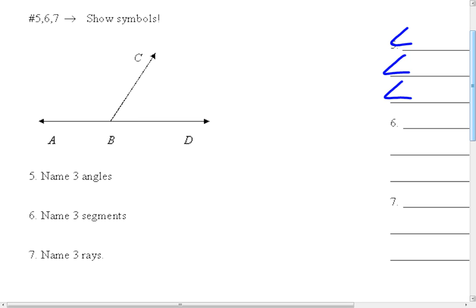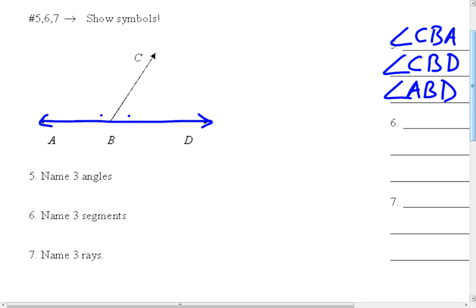I don't want to say angle B, because I don't know, does that mean this? Does that mean this? What does angle B mean? So you've got to be clear when you have more than one angle floating around. I could have CBA. I could have CBD. I could also have ABD. ABD is okay. Doesn't matter if it happens to be a straight angle or a 180 degree angle.